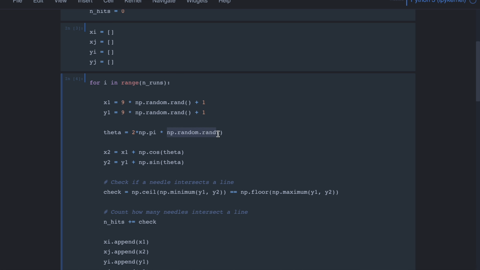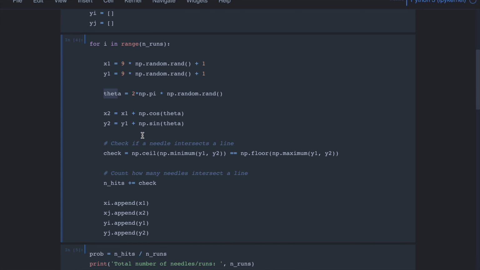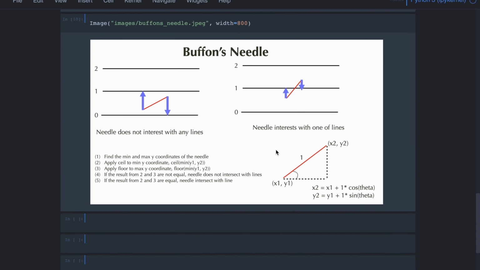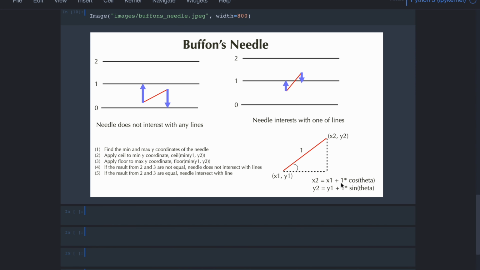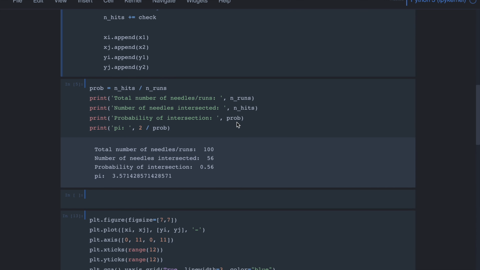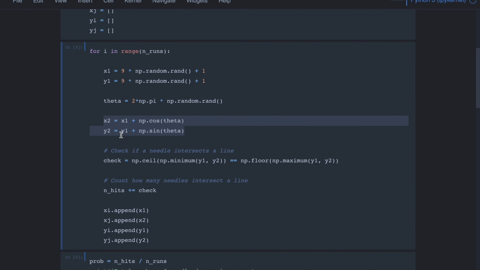Because we know this rand function will generate a random number uniformly between 0 and 1, here we have generated a theta between 0 and 360 degrees. Now our x2 and y2 coordinates are simply x1 plus the length, which in this case happens to be 1, so x1 plus cos theta. Our y2 will be y1 plus sine theta.